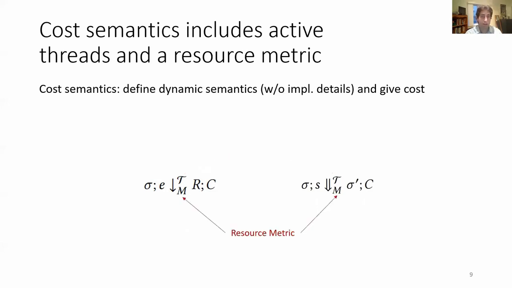The resource metric specifies rational number costs for each operation that might be encountered, such as a memory load or a function call. Both depend on the store, and statements may also modify the store. Expressions return a family of values, one per thread, and both return the cost of evaluation in the provided resource metric.